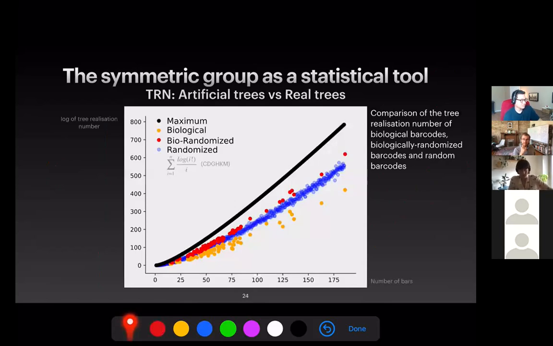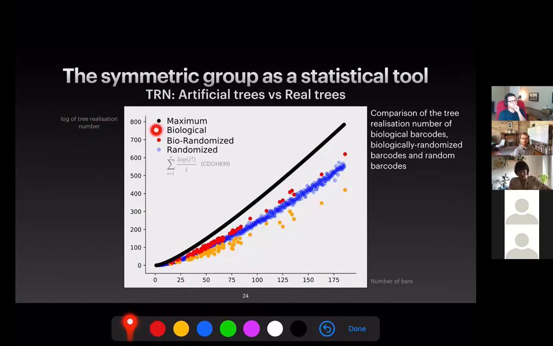One plot that I really want to show, and that's actually the one that started the collaboration with Justin, Brendan, and Jordan, is this one, where we look at the logarithm of the tree realization number with respect to the number of bars, for different types of barcodes. First, the maximal one is the maximal tree realization number. We've seen it's n factorial, so log of n factorial is the black curve here.